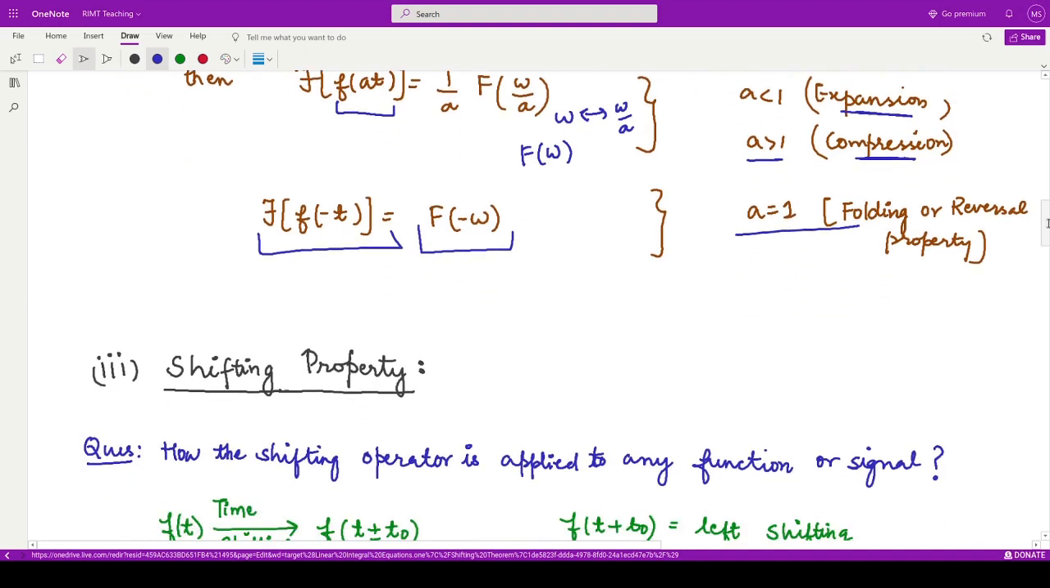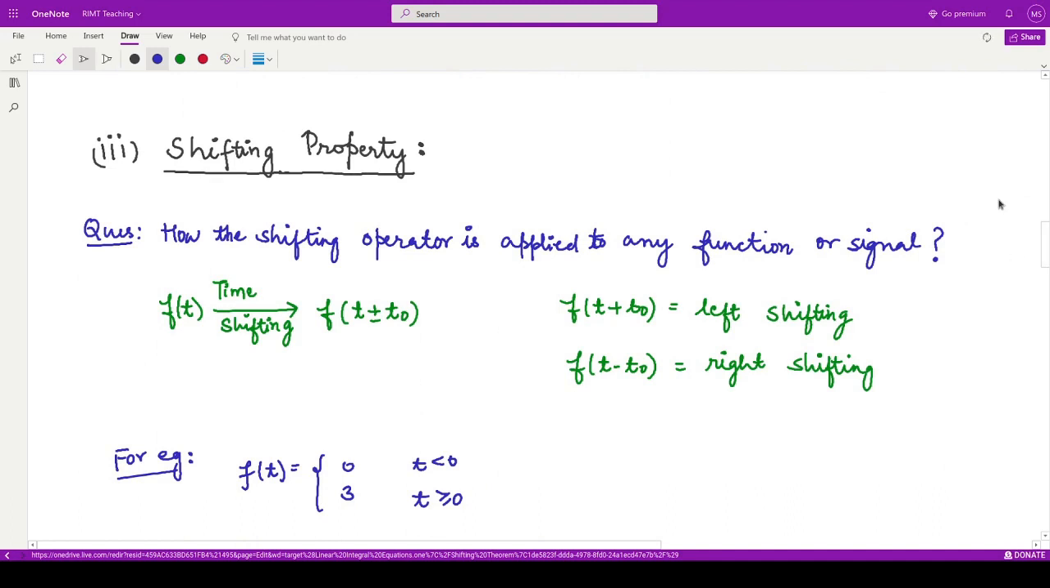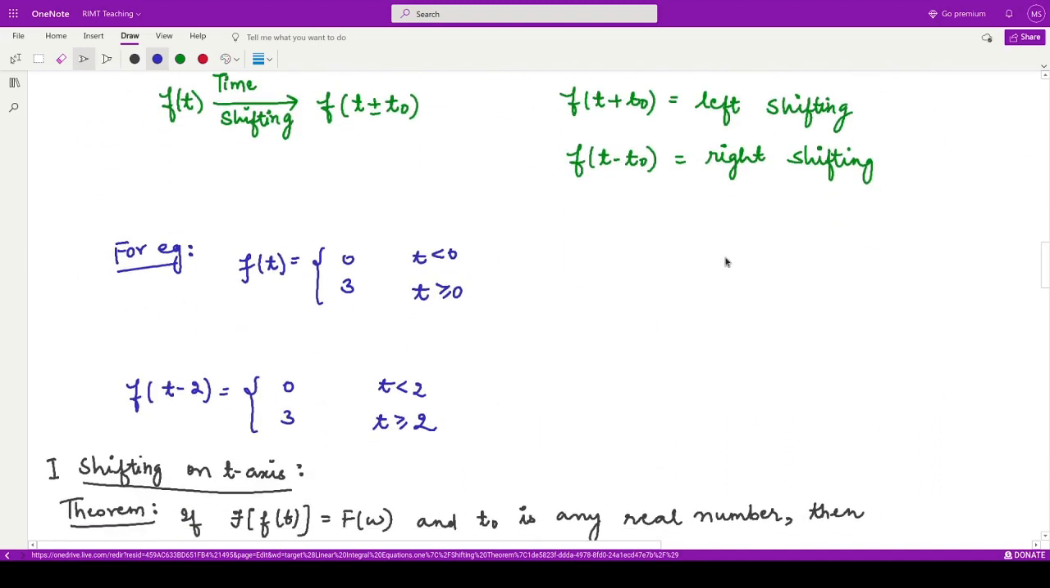So next, let us see the shifting property. In the shifting property, suppose we have a signal. How is the signal defined? For t less than 0, your function has value 0. And when t is greater than or equal to 0, say of magnitude 3, from here the function has value 3. So this is the function f of t.